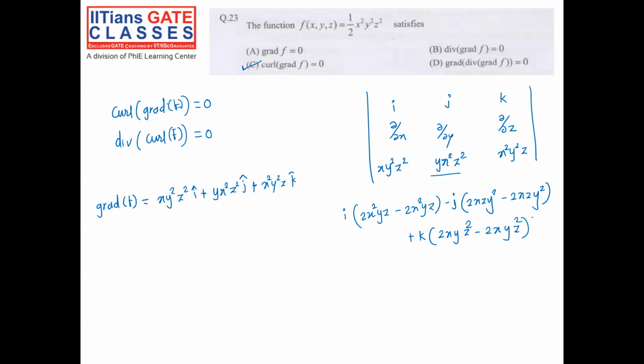Okay, so now we can clearly see that all these terms will cancel out with each other, and it is 0i plus 0j plus 0k, so it's a null vector. And we can say that the curl of the gradient of the function is 0. But if you know this theorem, it will save your time and you can directly choose the option.